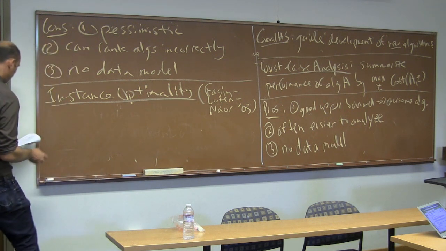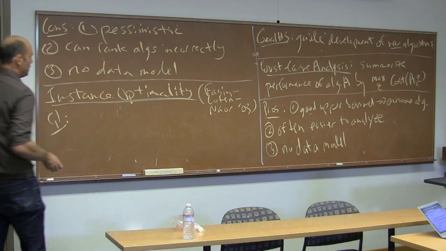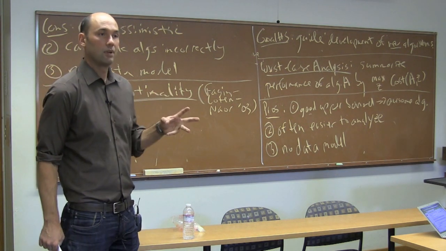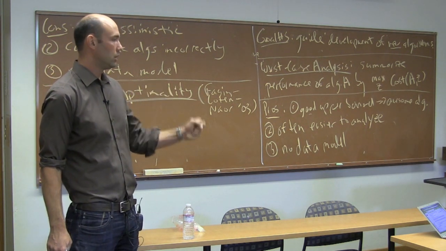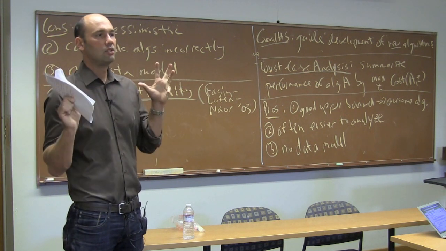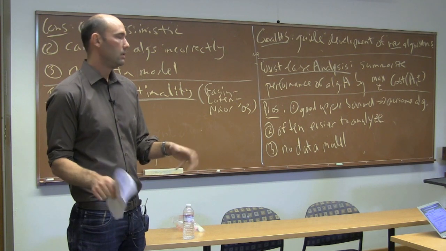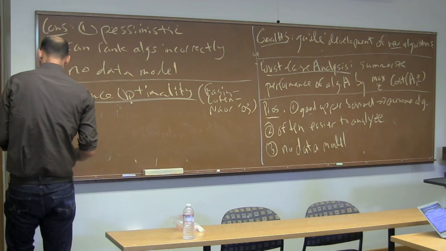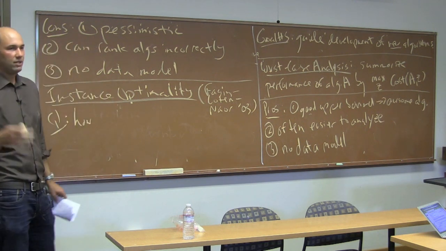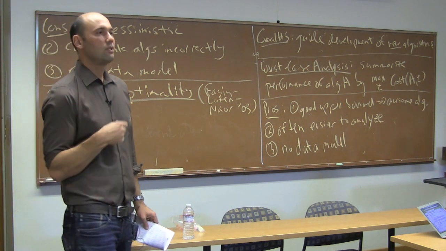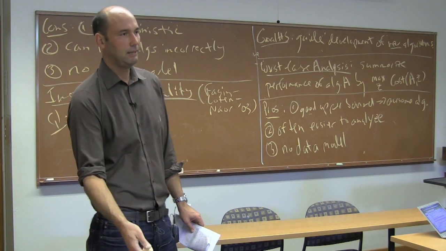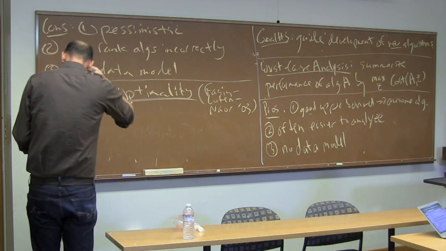With instance optimality, it's very clear which of those three goals we're focusing on. We're focusing on goal number two. Goal number two says, I don't care about predicting performance per se, just tell me which one's the best. Rather than that, let's start with an even simpler problem. Suppose we just have two algorithms on the table, A and B. Just tell me which one is better. How would you answer that question?